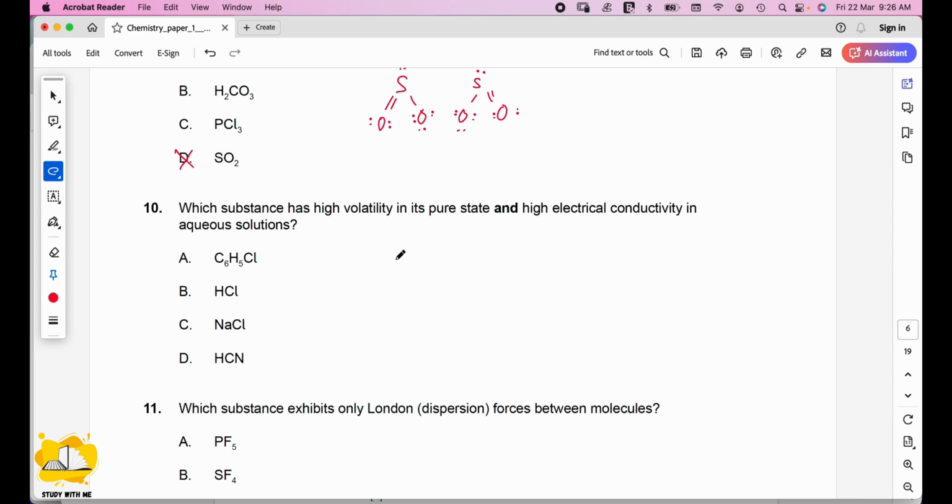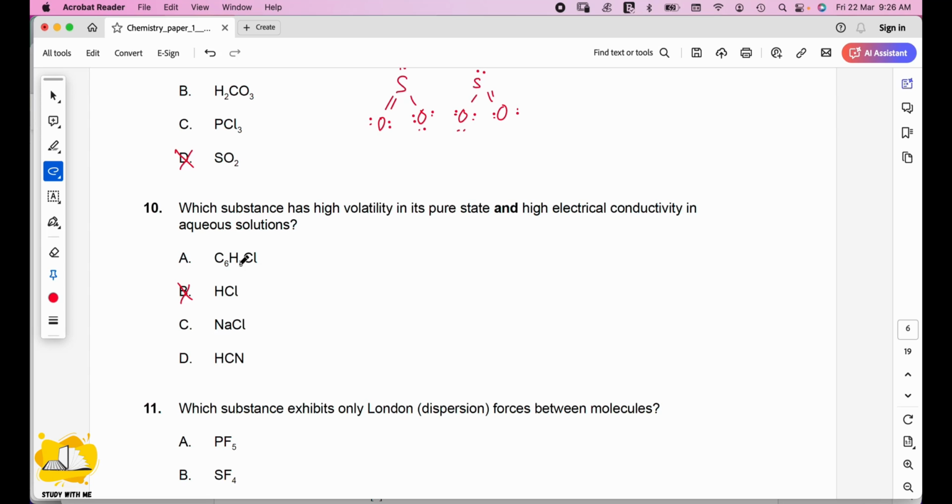And for number 10, which substance has high volatility in its pure state and high electrical conductivity in aqueous solution? The answer will be HCl. Why is HCl easier to evaporate compared to others? NaCl is a solid, so it will not evaporate easily.